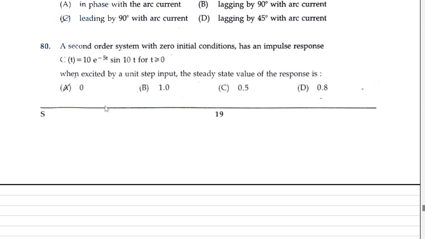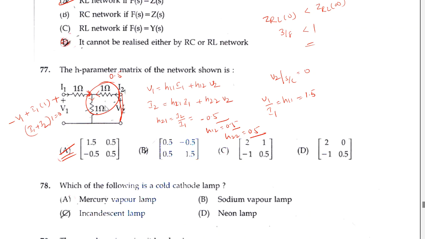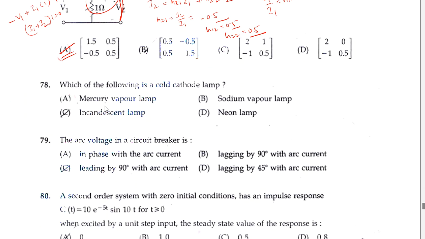Okay, so let's move to the next question. Which of the following is a cold cathode lamp? Mercury vapor lamp, sodium vapor lamp, incandescent lamp, neon lamps. Neon lamps are gas vapor lamps. We can also call them gas discharge lamps. They are cold cathode lamps, so the answer is D here.